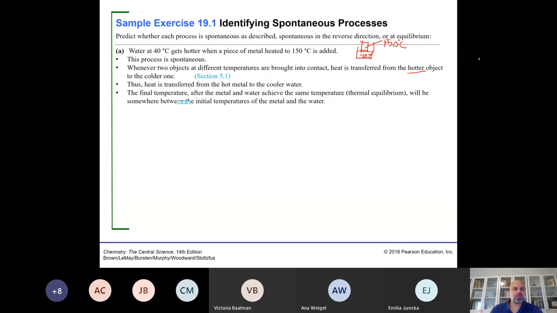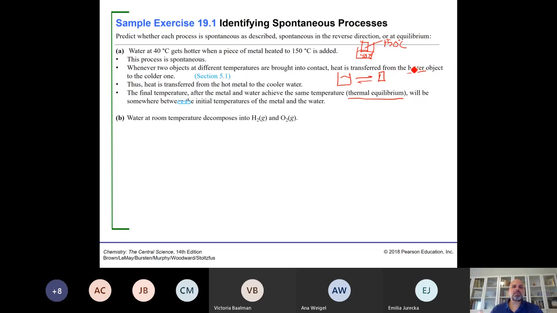The final temperature, after the metal and water achieve the same temperature, is known as the thermal equilibrium. We have an equilibrium. It will be somewhere between the initial temperature of the metal and water. Thermal equilibrium just means that we have heat moving in and out of the system with the water. You have water and your metal rod, with heat transfer back and forth between the two, and they're going to be left at a constant temperature somewhere between 40 degrees and 150 degrees Celsius.